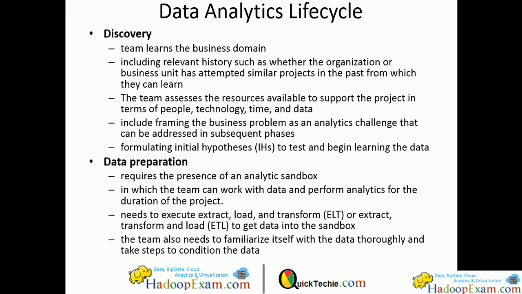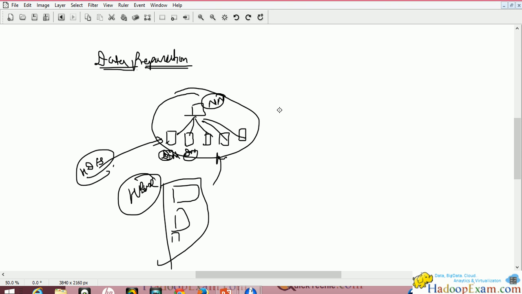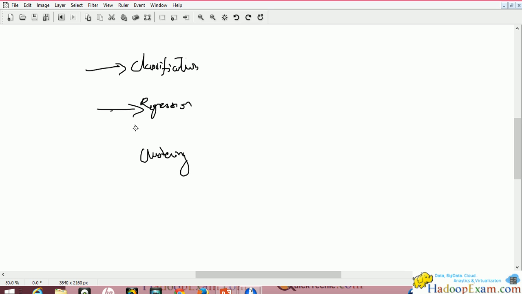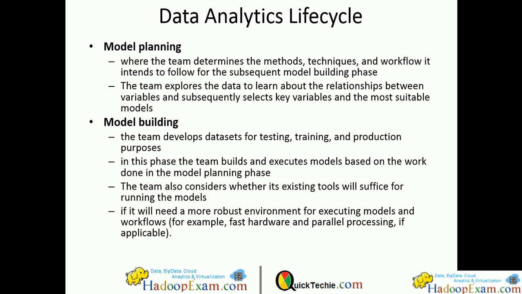So now you have prepared your data. Now let's move to model planning. You have prepared your data, so you have to plan for the model, correct? What could the model be? Classification, regression, or clustering. These are the algorithms which we will discuss in further sessions on this topic. These are the algorithms which will help me to model my data.